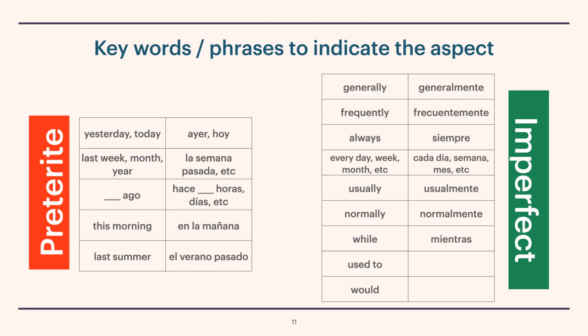On the right side, we have the imperfect ones. Generally, frequently, always, every day, usually, normally, used to, would. Those helping verb or auxiliary words indicate an imperfect conjugation.